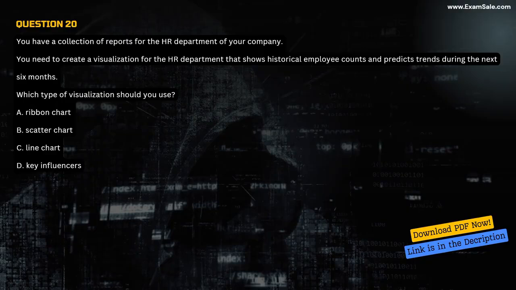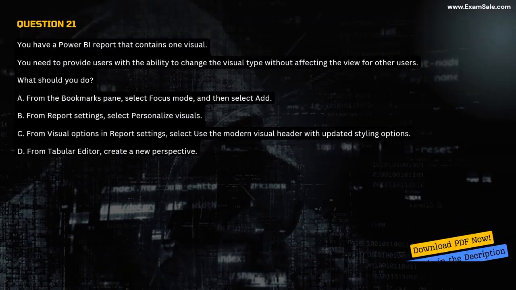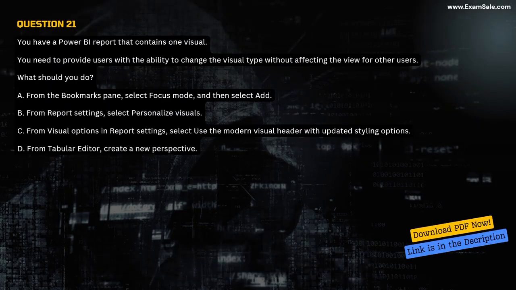Which type of visualization should you use? A. Ribbon chart. B. Scatter chart. C. Line chart. D. Key influencers. Correct answer C. Line chart. Explanation. Line charts display trends over time clearly and support forecasting, making them ideal for analyzing historical data and predicting future patterns.